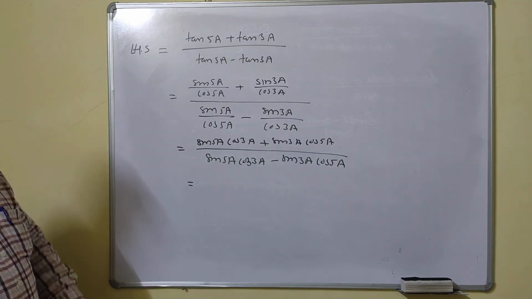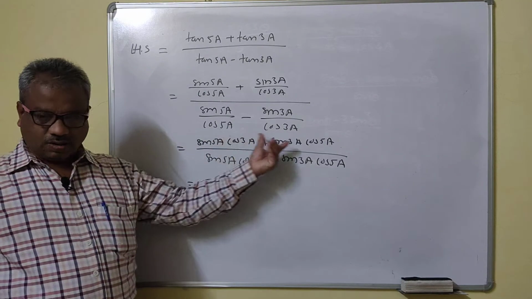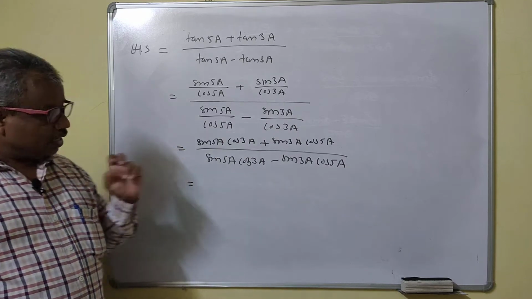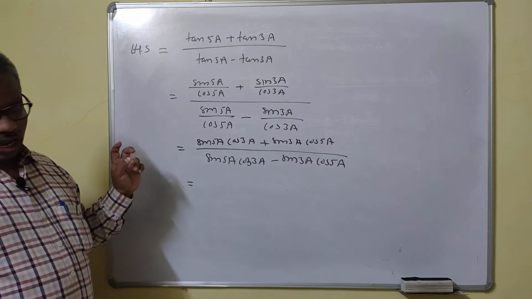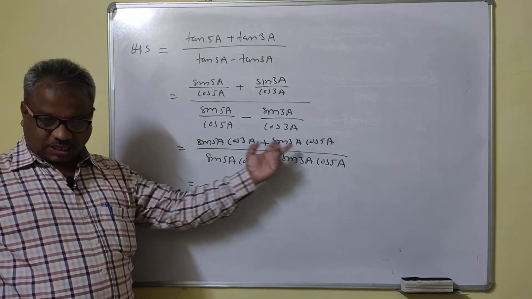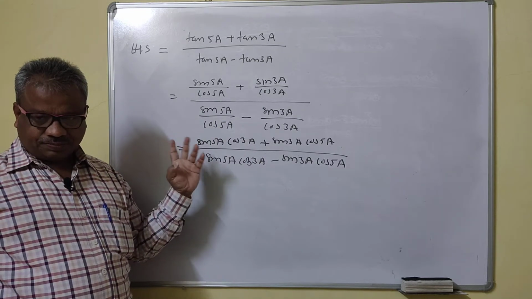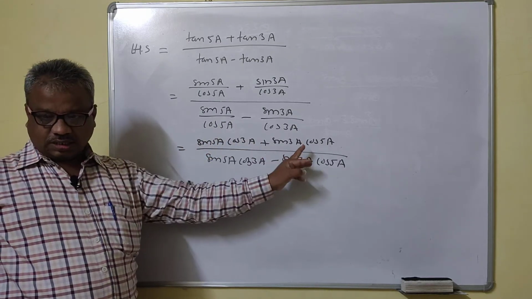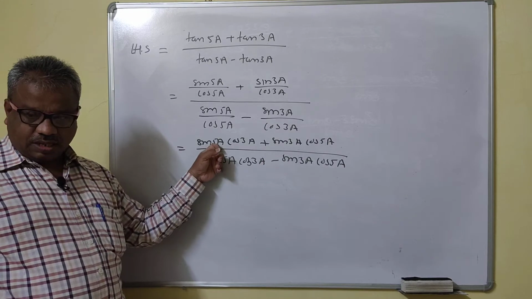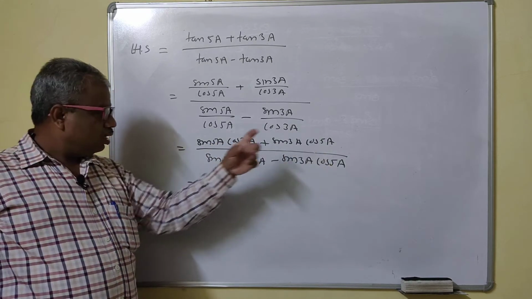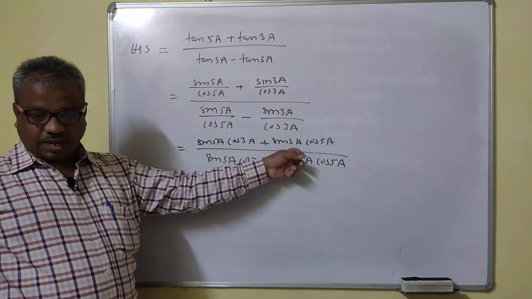Now see, this is the product of sin and cos, right? And there are two terms now. And see, the angles of sin and cos are interchanged in the second term. The angles are interchanged. That means this is the angle of sin, here that is the angle of cos. This is the angle of cos, there the angle of sin.